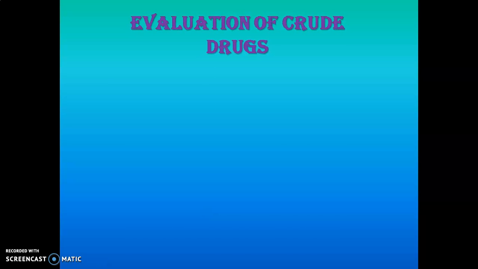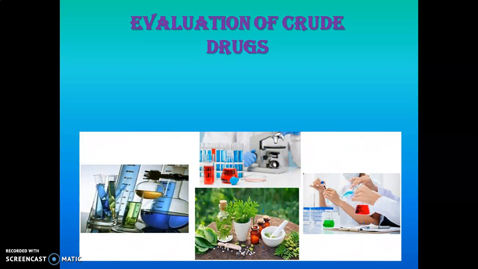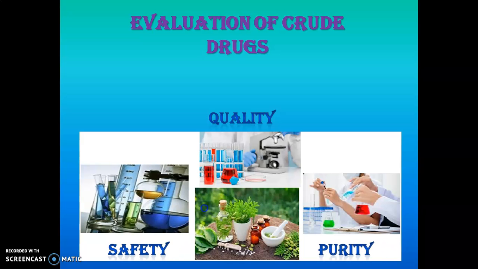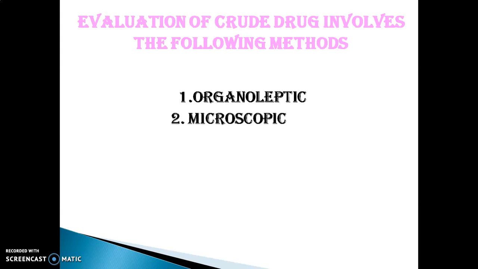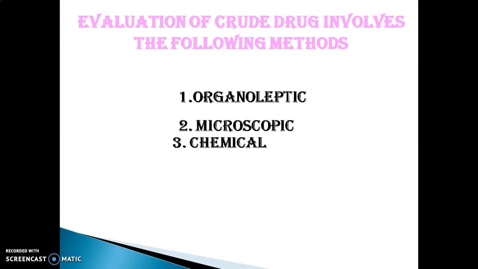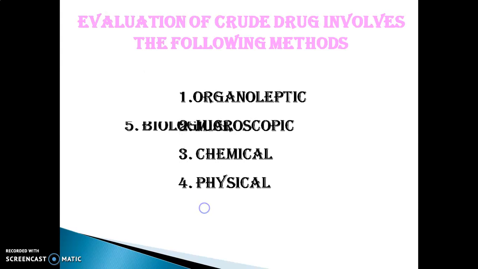In this video we are going to learn about the evaluation of crude drugs. We know that crude drugs are very prone to adulteration, therefore it is necessary to evaluate these crude drugs. This crude drug evaluation is generally carried out for testing the quality, safety and purity of the crude drug. The methods of evaluation include: first, the organoleptic method; second, the microscopic method; third, the chemical method; fourth, the physical method; and fifth, the biological method. So one by one we are going to start with these methods.